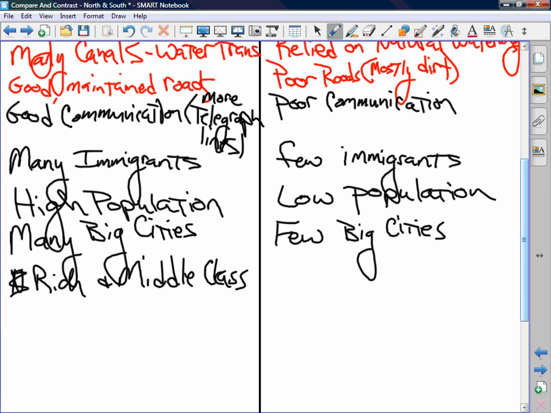And what did we call the rural poor? What was the word? What did we call the rural poor? Sydney? Hillbillies, yes. Hillbillies.